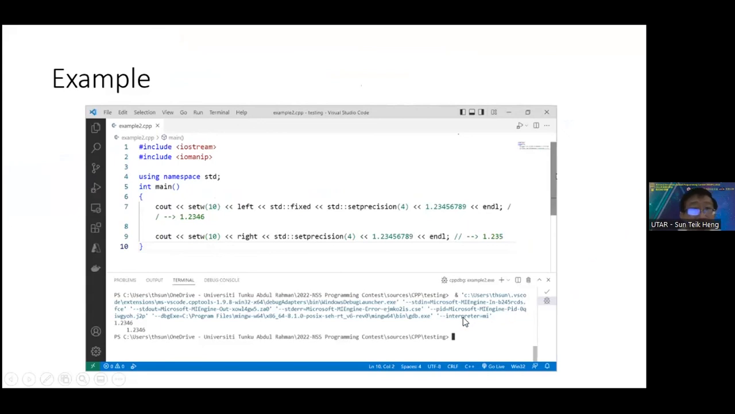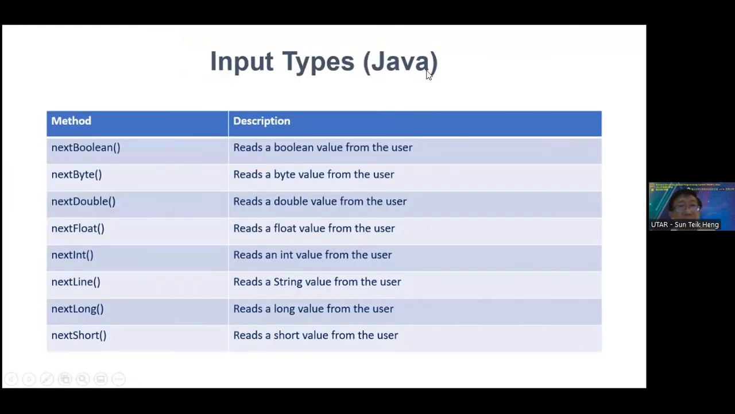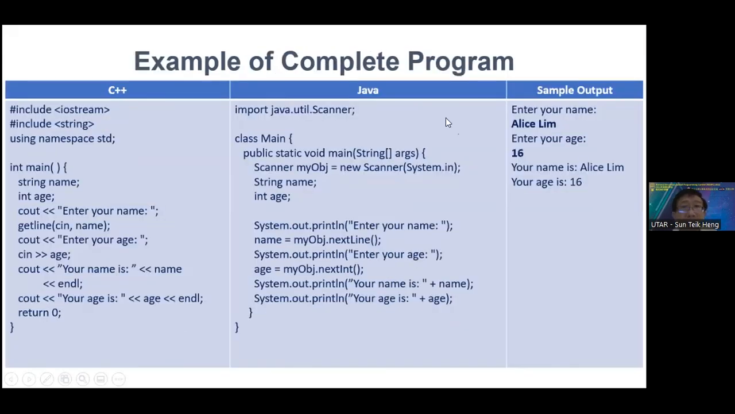So example program. So input and output in C++ and Java. Okay. In C++ you use cin for input. In Java you use Scanner for the input. And then various input types in Java. If you want to read a boolean value, you use nextBoolean. If you want to read a byte, you use nextByte, and so on. So this is the example program in C++ and in Java, and the sample output that you will get on your computer. Okay.